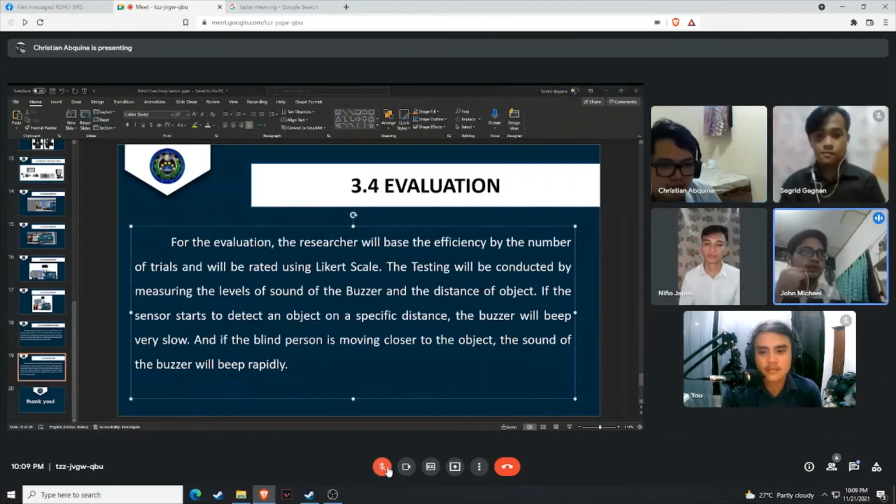Evaluation. For the evaluation, the researchers will base the efficiency on the number of trials, rated using a Likert scale. The testing will be conducted by measuring the levels of the sound of the buzzer and the distance of the object. If the sensor starts to detect an object at a specific distance, the buzzer will beep very slowly. And if the blind person is moving closer to the object, the sound of the buzzer will beep rapidly.